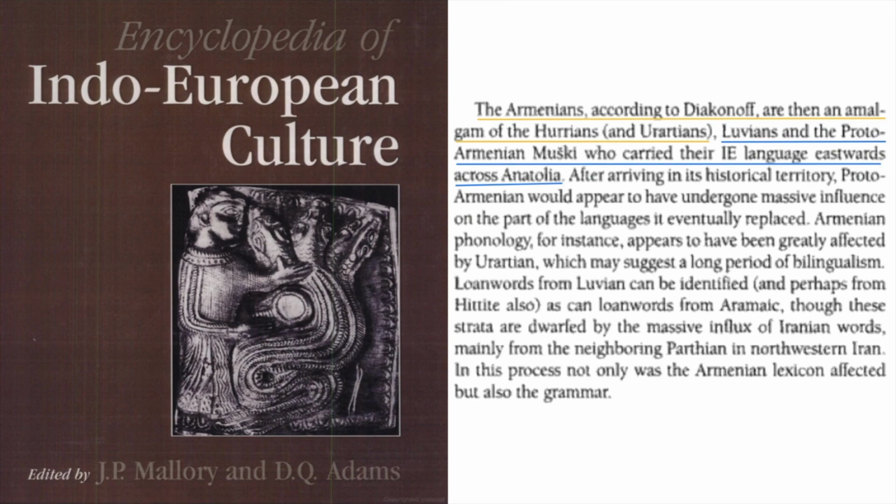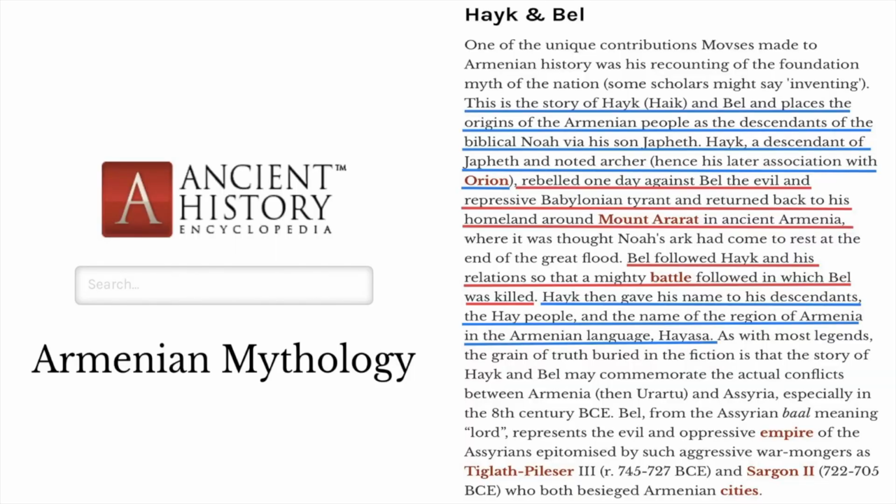So I'm just going to read you one more source that deals with Armenians being mixed of these peoples. Encyclopedia of Indo-European Culture: The Armenians, according to Dankov, are then an amalgam of the Hurrians and Eretrians, Luvians, and the Proto-Armenian Mushki, who carried their Indo-European language eastwards across Anatolia.